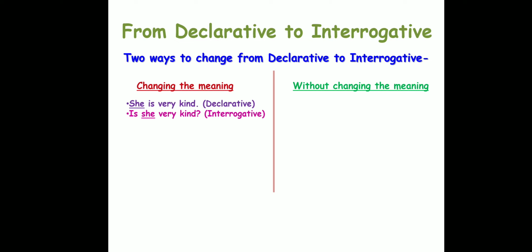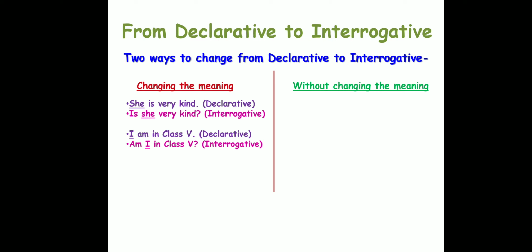Next sentence, I am in class 5. So I'm giving out information about myself that I am in class 5. How will I change it? You should know this. Try to do it on your own. Yes, the answer will be, am I in class 5? So you're asking, am I in class 5? Did you understand the difference over here? I am in class 5. If you change it into a question, you will say, am I in class 5?